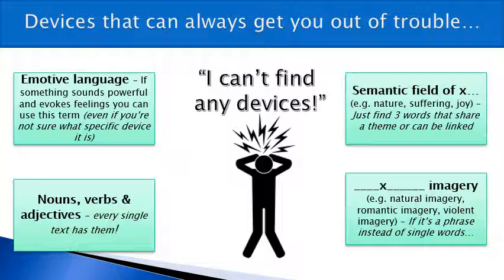Every single text has verbs, doing words, and those are often very powerful, particularly if they're dynamic and to do with movements. And finally, adjectives, describing words, can be really important, and every single text will have some of every type. So once you feel confident identifying those, you know they're always going to be in the text.